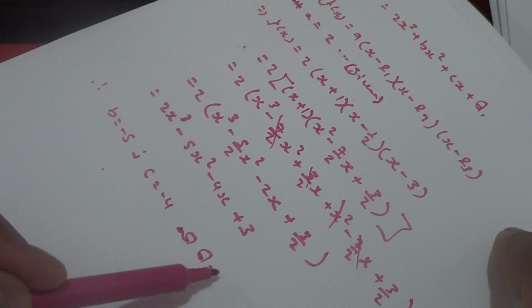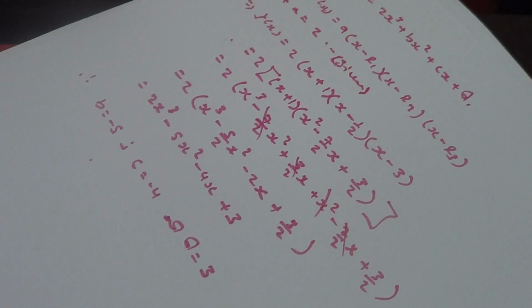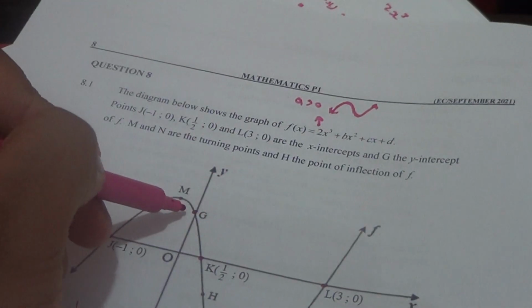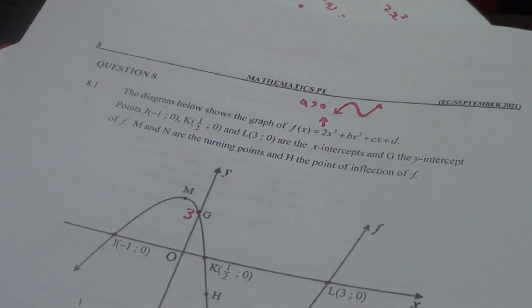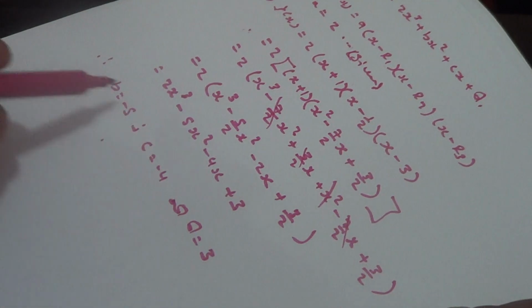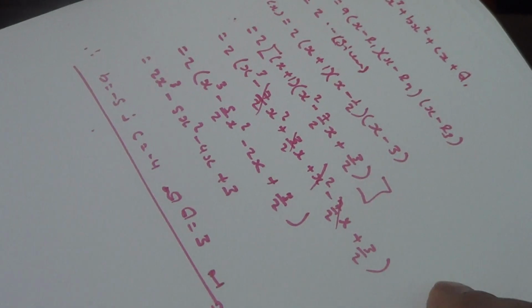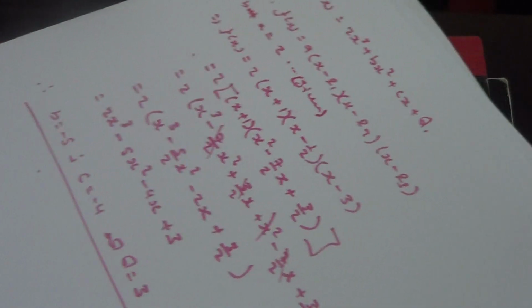And our d, which is the constant, is 3. So this 3 is the y-intercept, so it tells us that the 3 is over there. Okay, great. That's the answer. So that was cool, not a big deal.